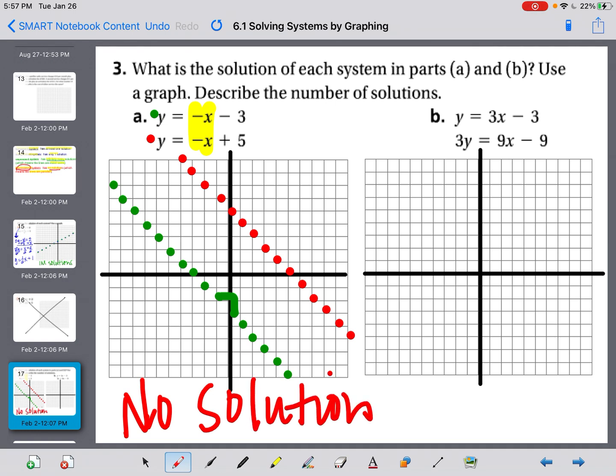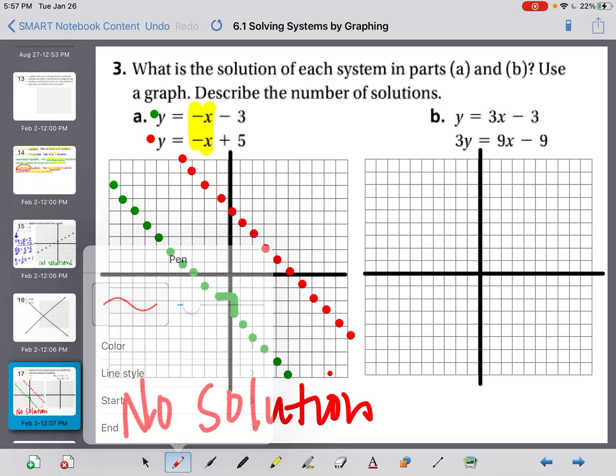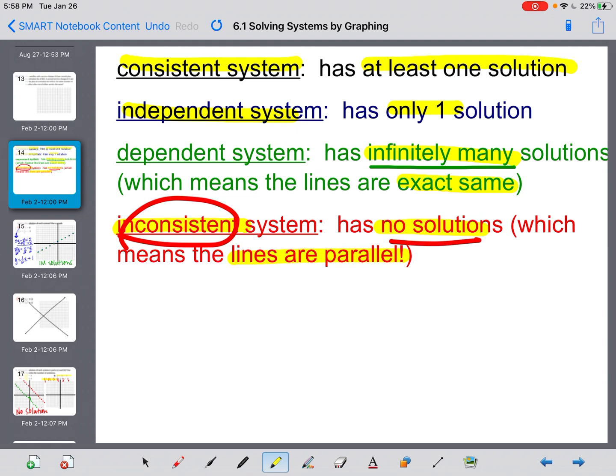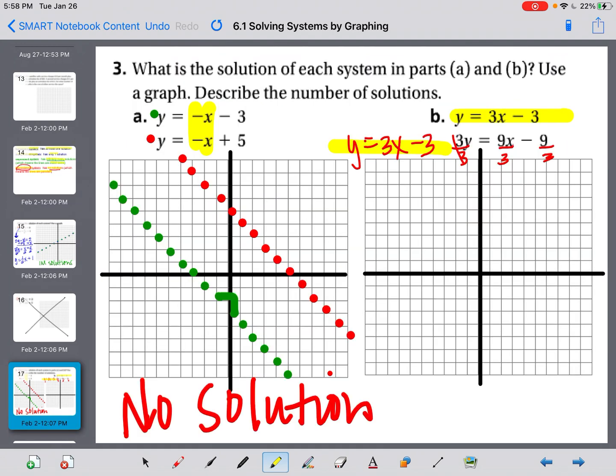Okay, part B, we have to get this y by itself. If I divide everything by 3, we'll see that y is equal to 3x minus 3. Okay, you can probably see already that this equation is the same as this equation, so they're going to be the exact same line, which gives us a dependent system with infinitely many solutions. So we're just going to write infinitely many.